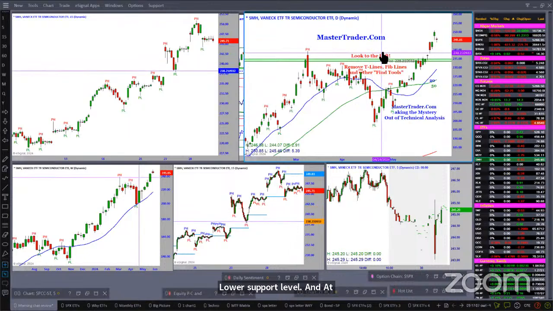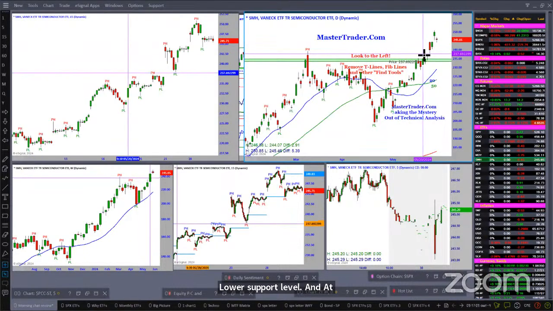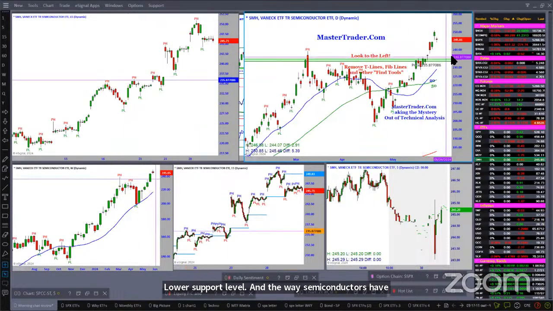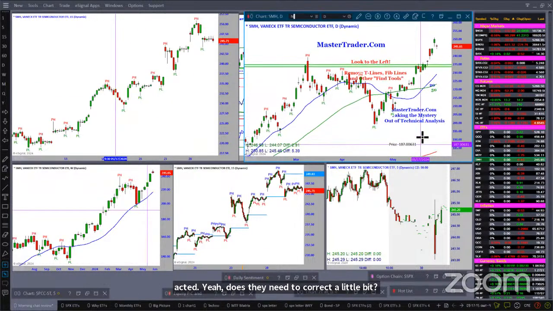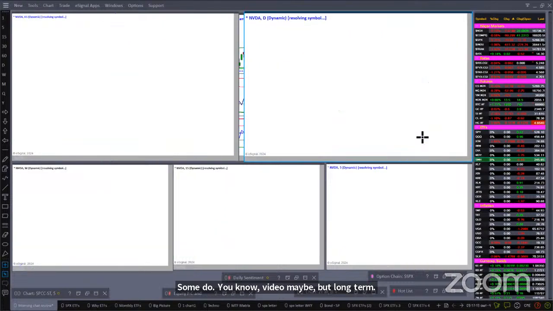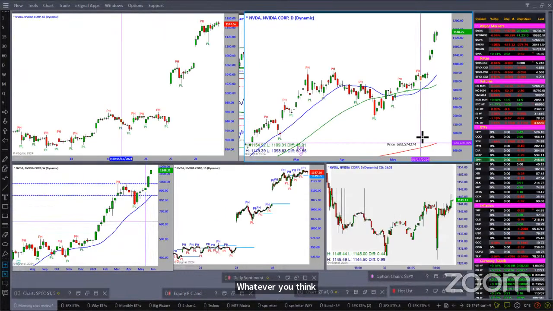The way semiconductors have acted, they need to correct a little bit. Some do, NVIDIA maybe, but long-term, whatever you think, as far as that, it's bullish.